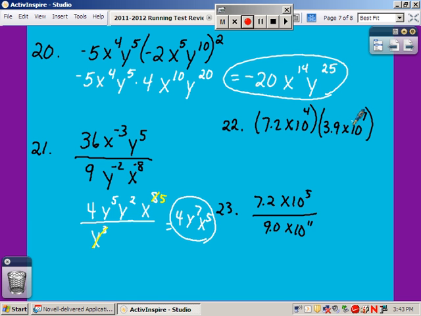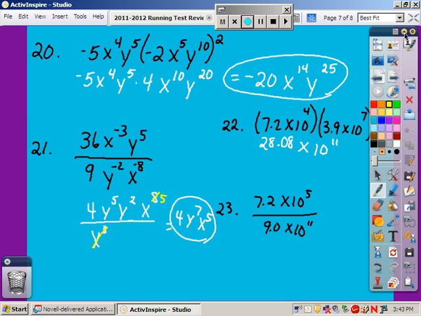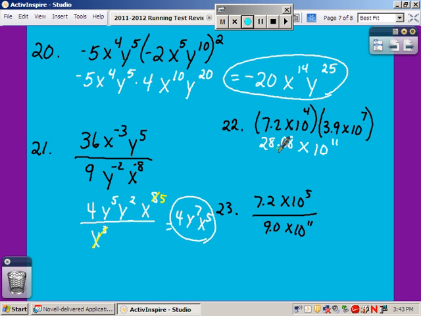We're doing 7.2 times 3.9. That's 28.08. That might not be too good, but we'll fix it in a second. Times 10, and then I add the exponent to the 11. So all I got to do really is fix this number so that it's between 1 and 10. So I'm going to move the decimal point back one place to make it 2.808 times 10. And since I moved the decimal point to the left, I add to the exponent. Now we got the final answer.